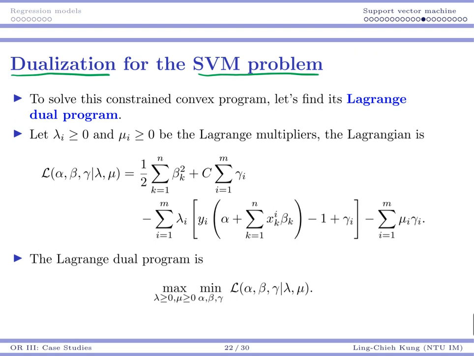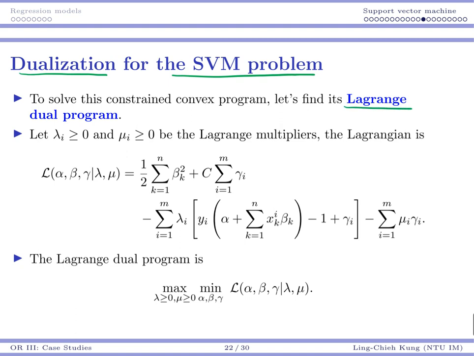Recall that for linear programming, if you have a primal linear program, you always have a way to solve it. But sometimes we want to solve its dual program because sometimes it gets easier. So some researchers studied the SVM problem and found that, oh wow, the dual program is easier to solve. So let's see what that is. Let's try to find the dual of the SVM problem.